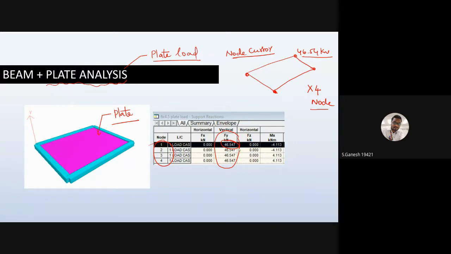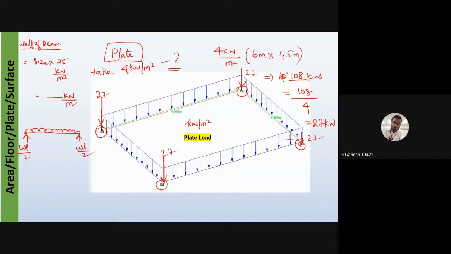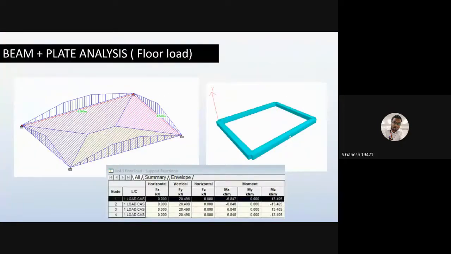46.54 into 4, so that will be 186. That will be my summation of FY value. So that's what it is going to show you here. Next, quickly, what we are going to see is the next model on floor load.